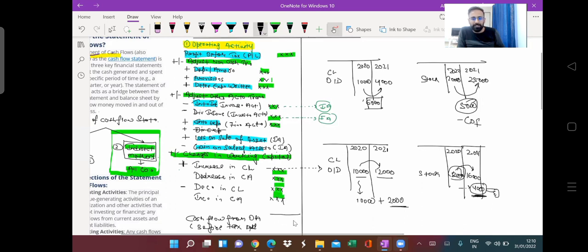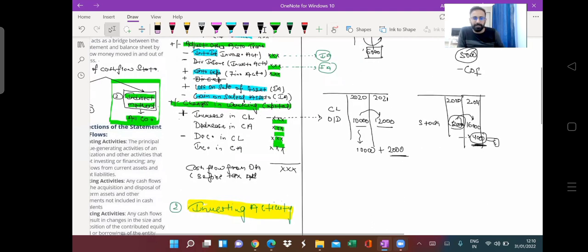And now the last adjustment will be tax payment. The last adjustment will be tax payment, and we will get the cash flow from operating activity. So here we will reduce tax payment, and here we will get the cash profit of the organization, right? So this is going to be cash flow from operating activity.